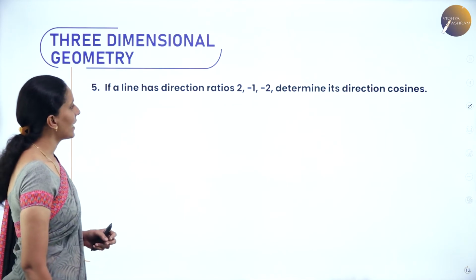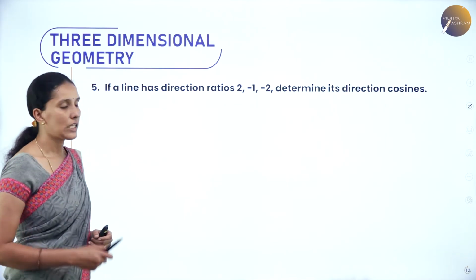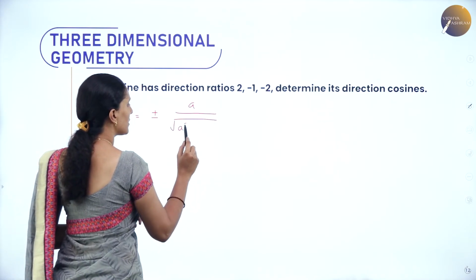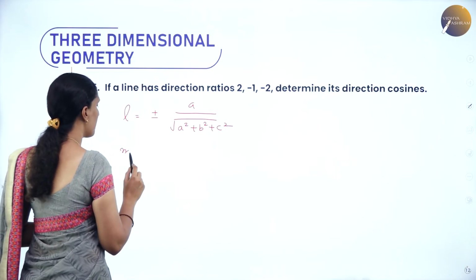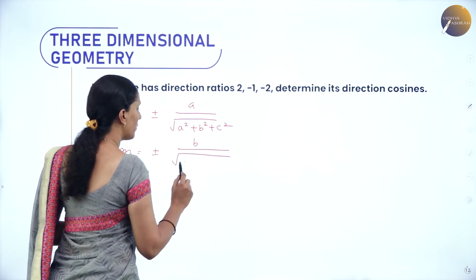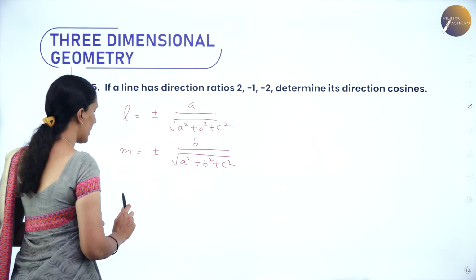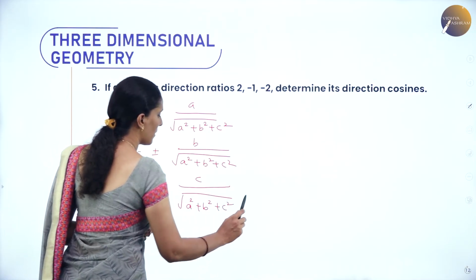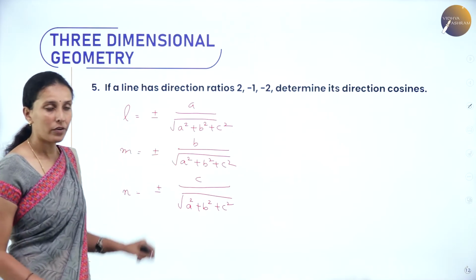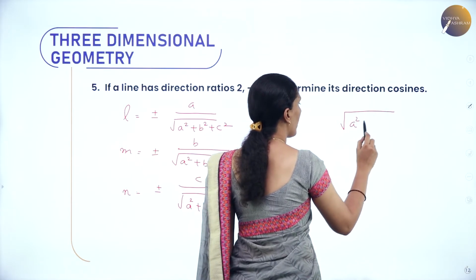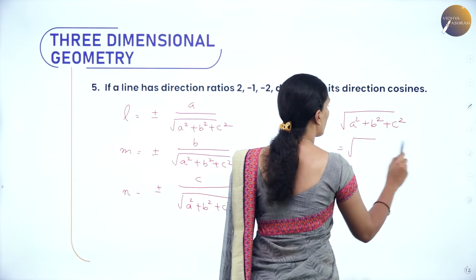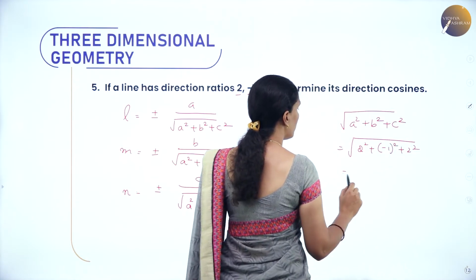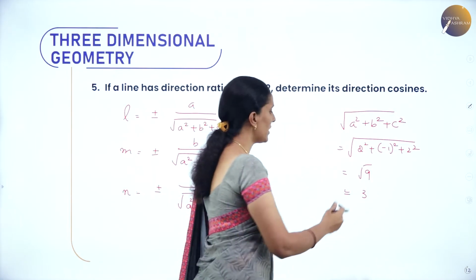Next, if a line has direction ratios 2, minus 1, minus 2, determine its direction cosines. We know that L is plus or minus A divided by square root of A square plus B square plus C square, M is plus or minus B over the same square root, and N is plus or minus C over the same square root. These are the direction cosines with respect to direction ratios. Now let us calculate square root of A square plus B square plus C square, which is 2 square plus minus 1 whole square plus minus 2 whole square, which is root 9, that is 3.